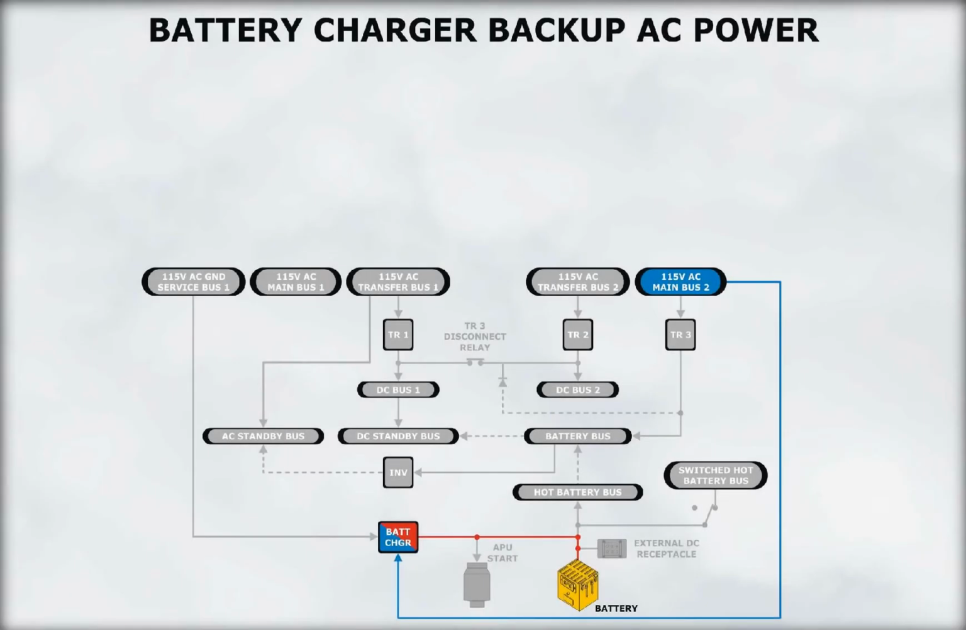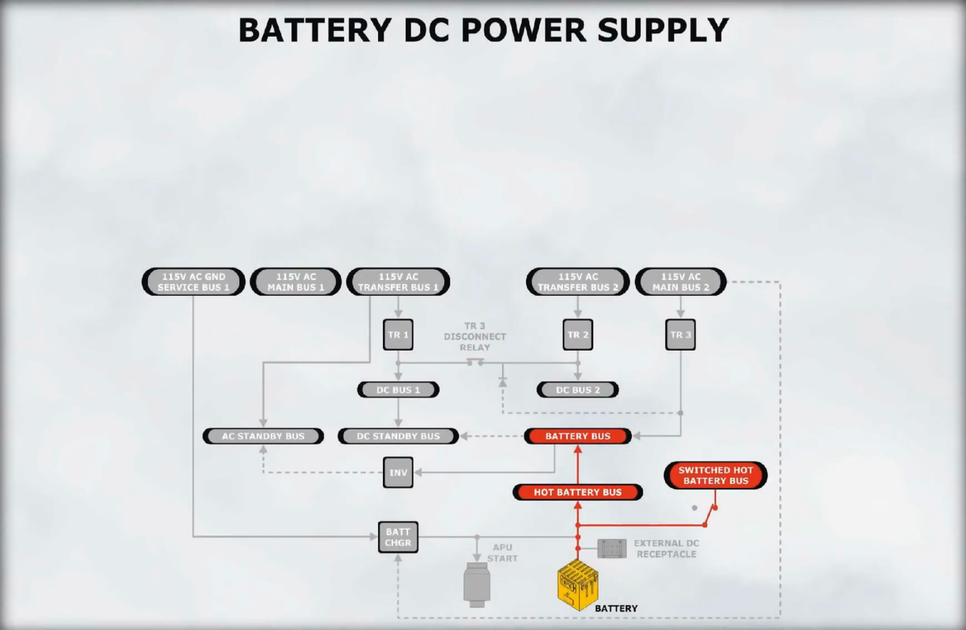If the ground service bus is not powered, the battery charger is powered from main bus number 2. Therefore, the battery charger is powered if either generator bus is powered. The battery bus supplies the hot battery bus, the switched hot battery bus, the battery bus, and the standby system. The standby system will be discussed later on in this module.